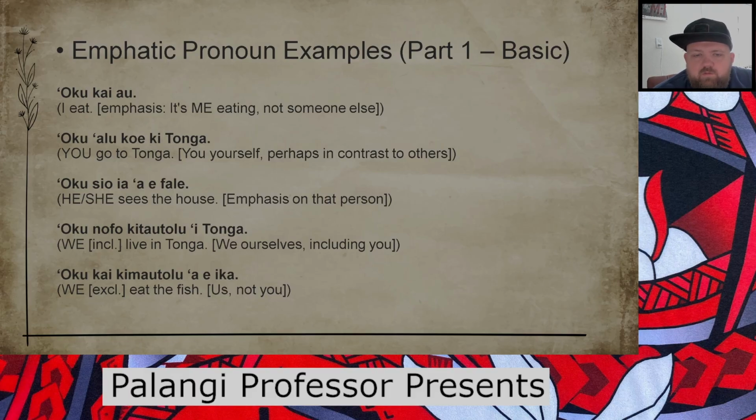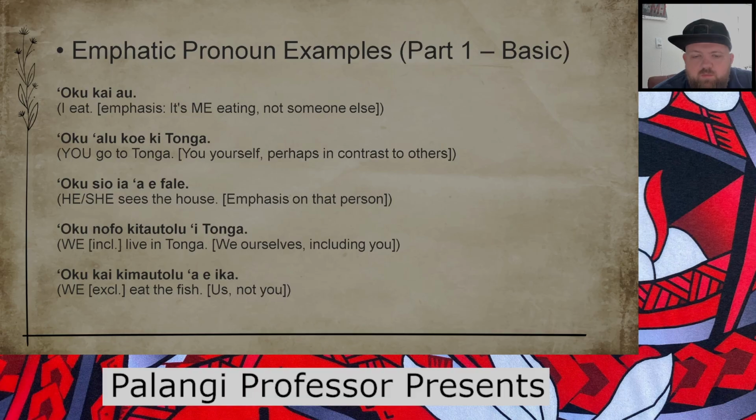Okusio ia aifale, he or she sees the house, emphasis on that person. Okunofo akita tolo i Tonga. We live in Tonga, we ourselves, including you. Again, I think I would add the a in between the nofo and kita tolo.